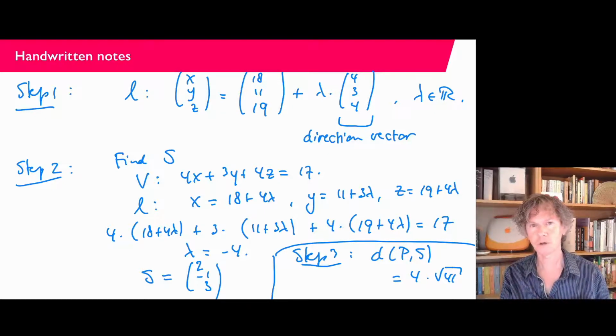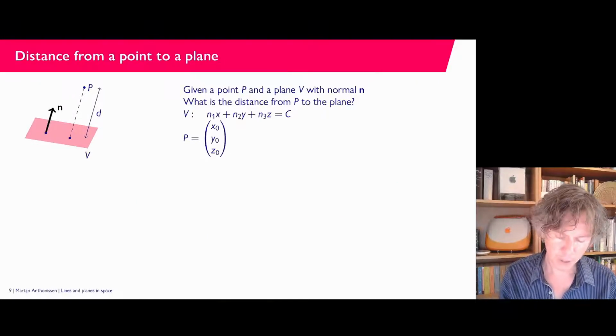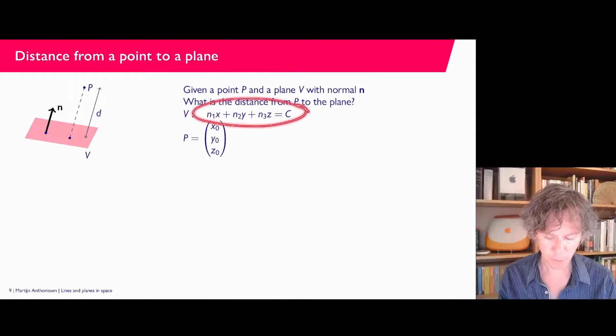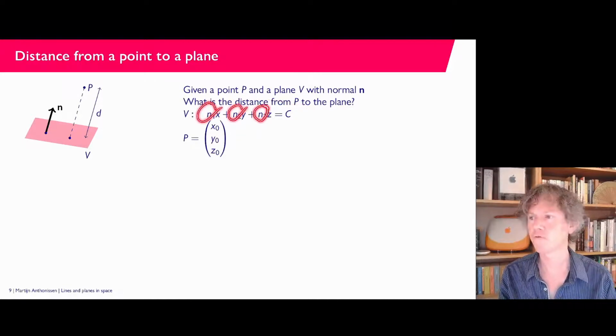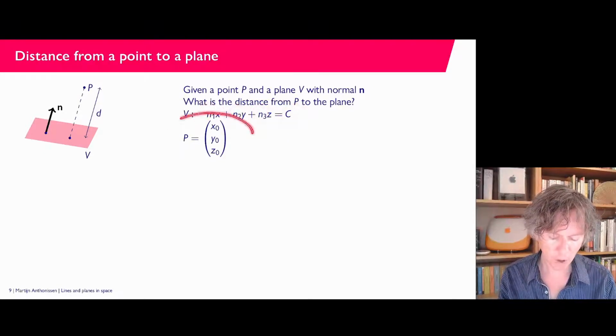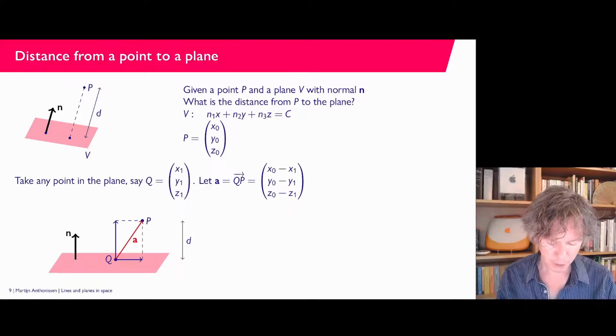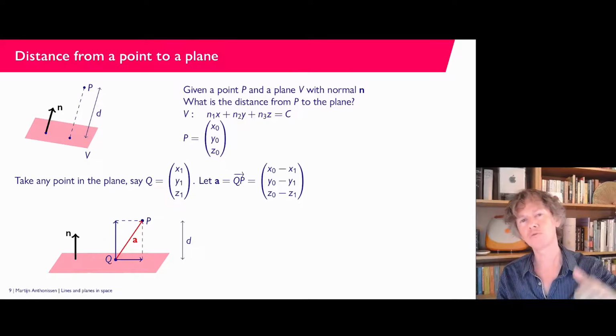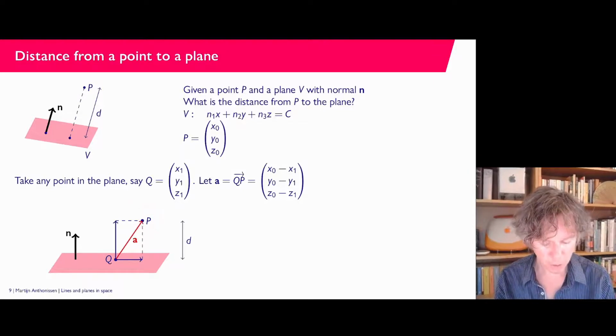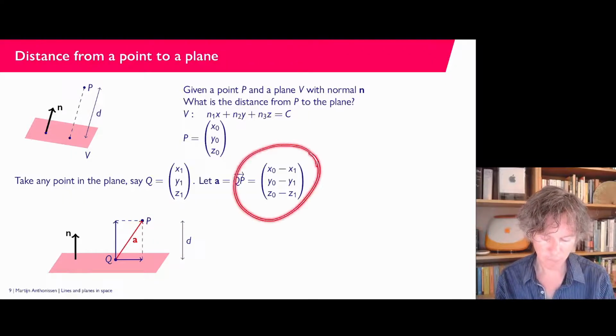I already said that there is also a fixed formula to do this, and I'm quickly going to sketch how that works. I have this plane here. In the example, we had 4, 3, and 4 for the normal vector, and this one was 17. And we have a point, in the example it was 18, 11, 19. Now I'm going to take any point in the plane. Here I just took a point Q, not necessarily the orthogonal projection of P onto the plane, and let A be the vector from Q to P. So here is a point in the plane, here is P, and this red vector A you can find now.